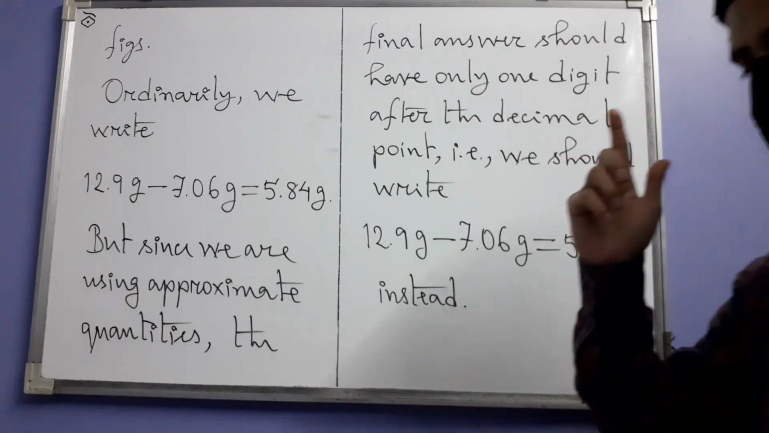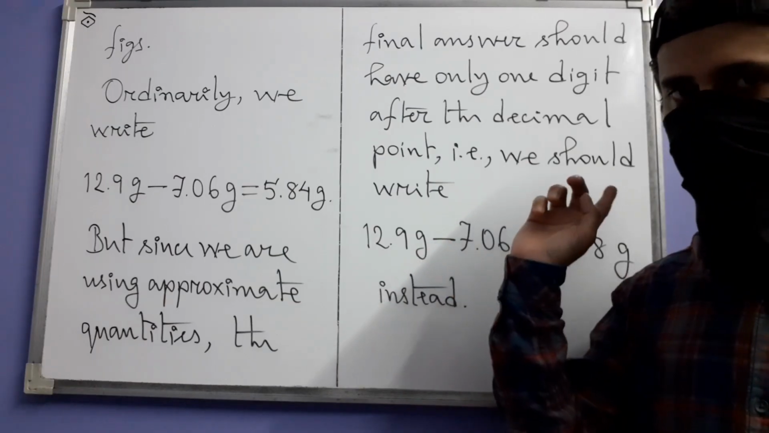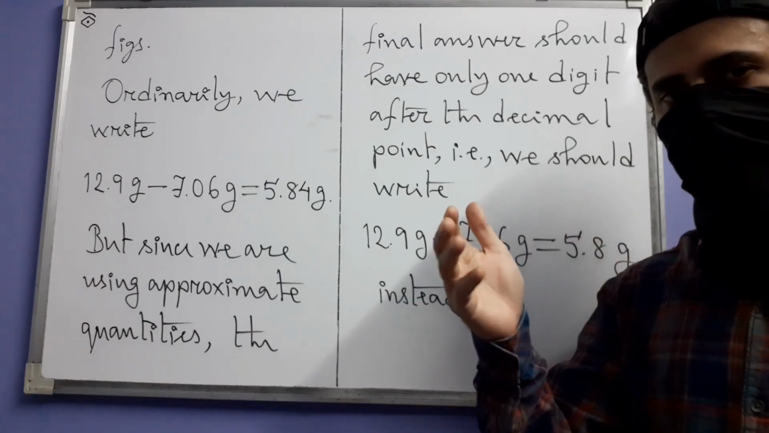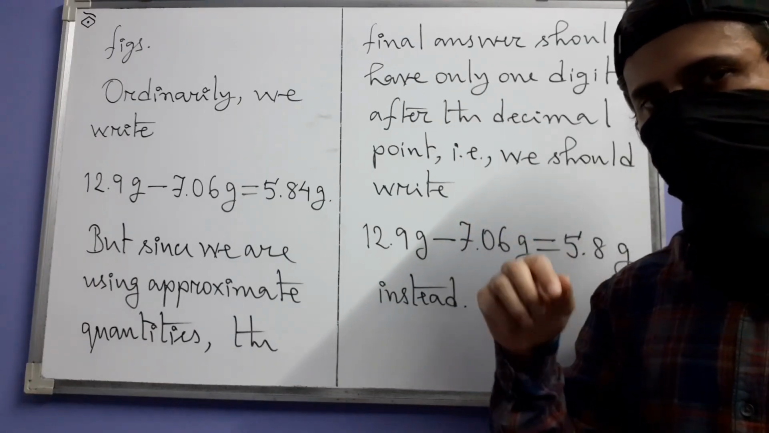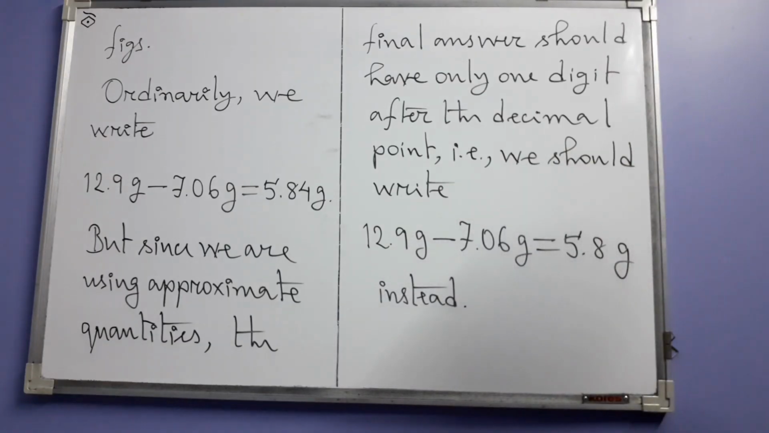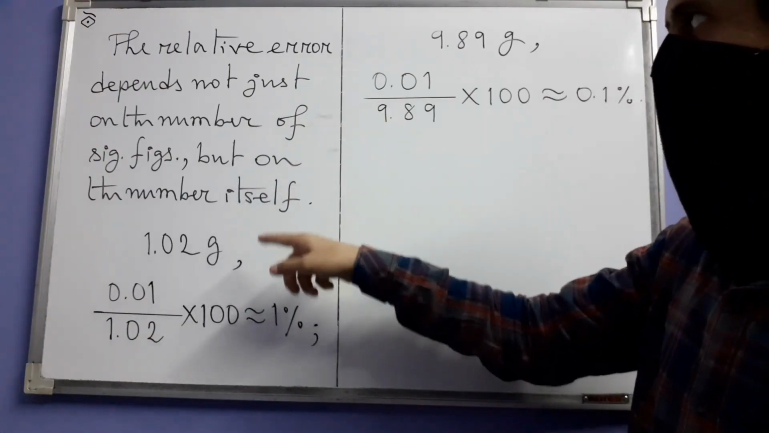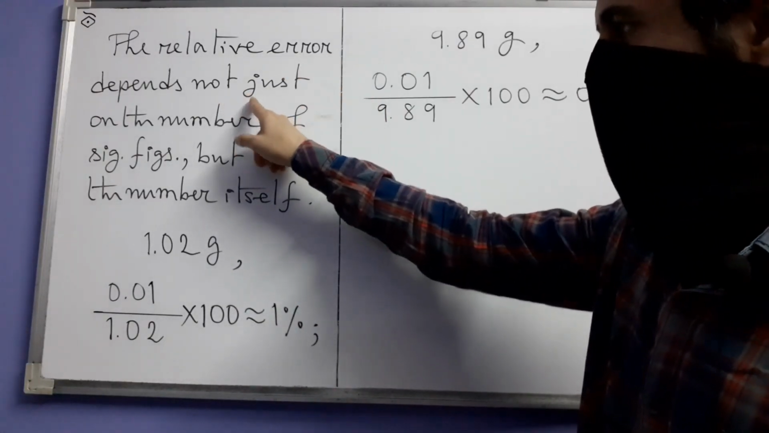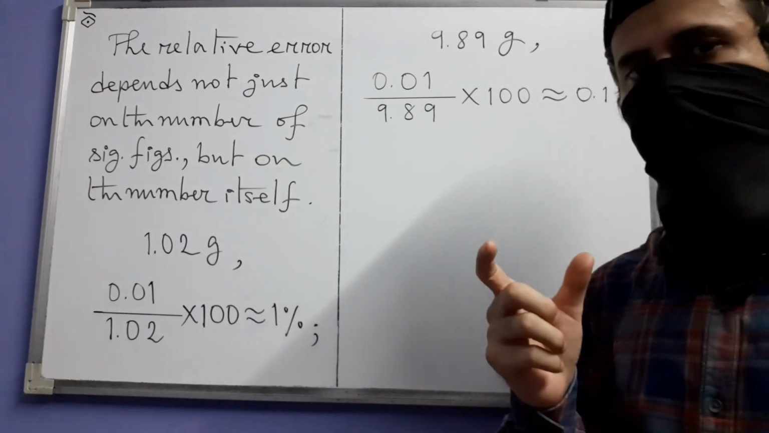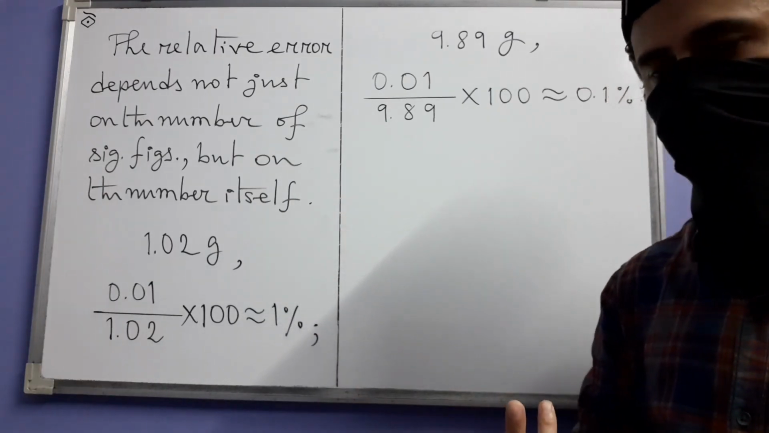However, if multiplication or division is involved, then it is true that if you have n significant figures in all your approximate quantities, then your final answer should also have n significant figures. Alright, next, the authors draw our attention to this fact: the relative error in some measurement depends not just on the number of significant figures that the measurement has, but actually on the measurement itself.